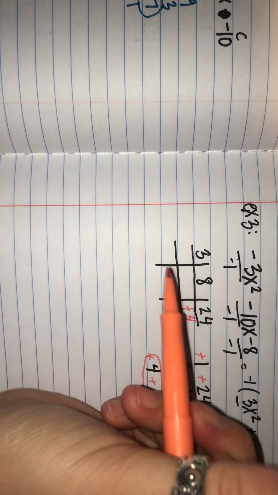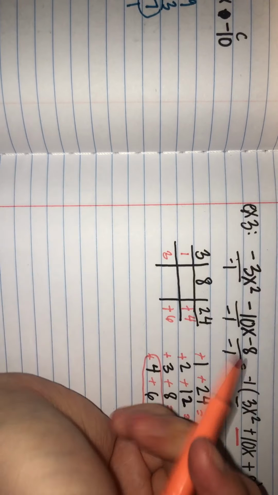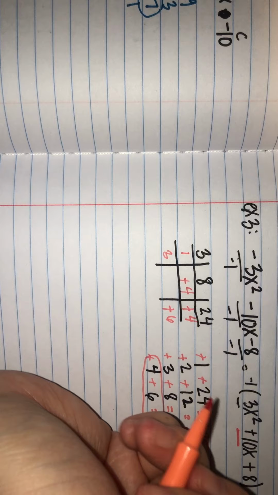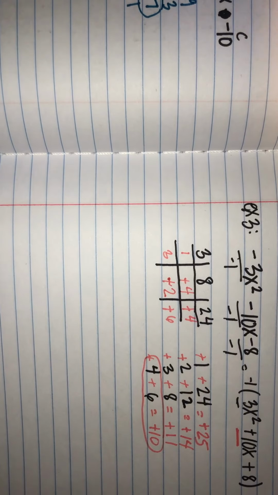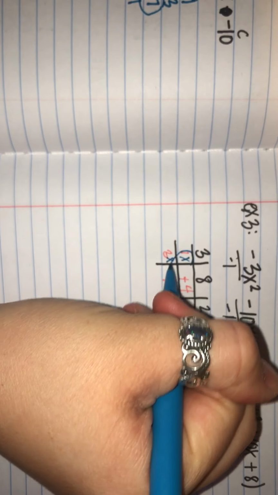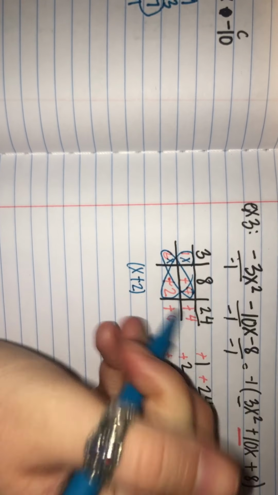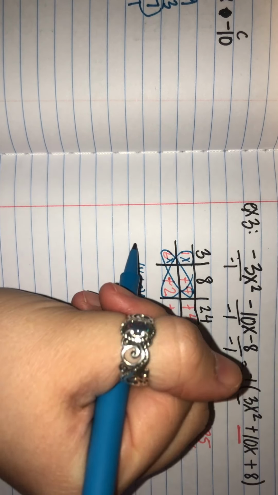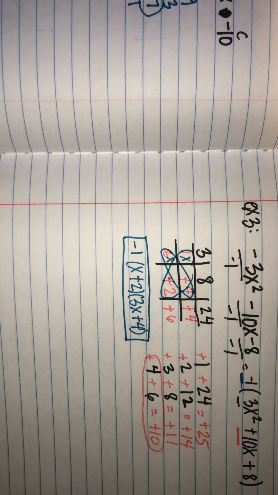So do I need to go 1 and 3 or 3 and 1? 1 and 3. 1 times what is positive 4? 3 times what is positive 2? Positive 6 is positive 2. I put X's. I hope y'all are getting the hang of this. Here's my first factor. Here's my second factor. And my other factor is negative 1. There's my answer. Okay, almost done.